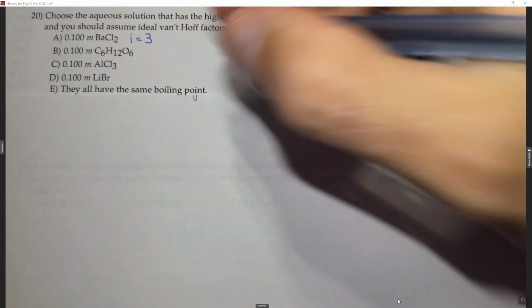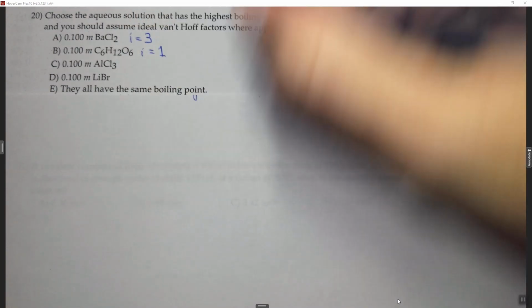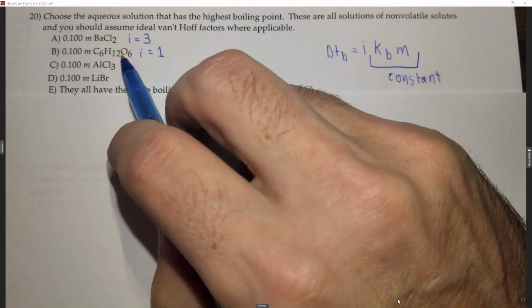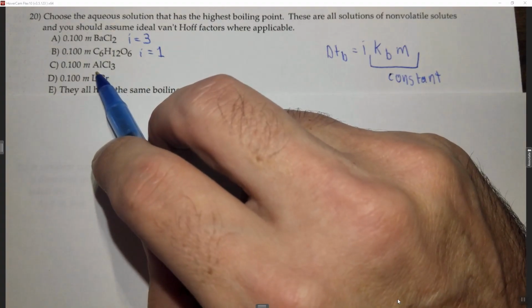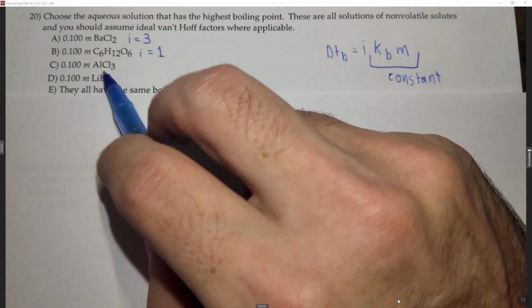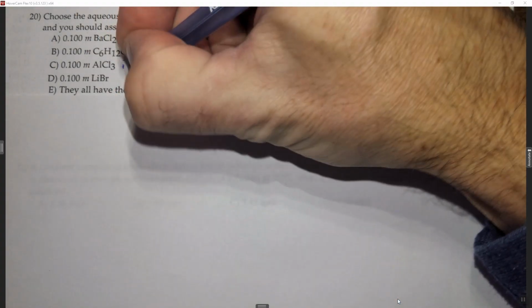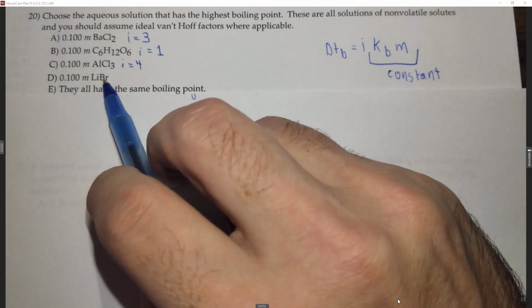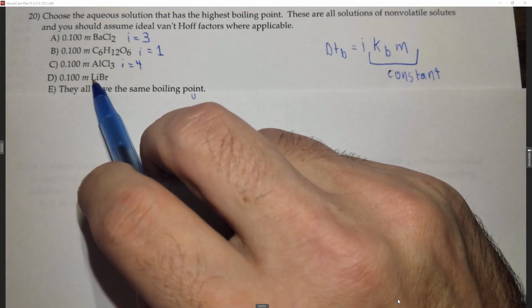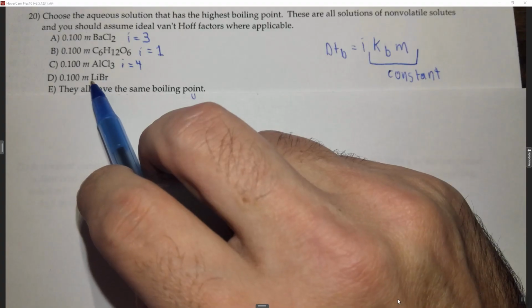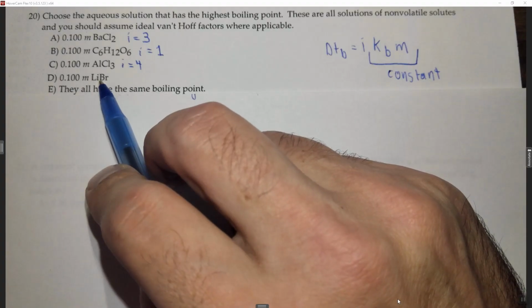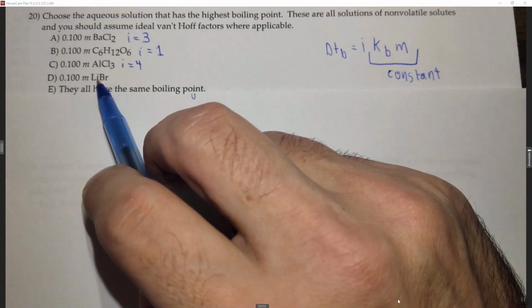C6H12O6 was in the previous question. It's covalent. It does not contain a metal, so the Van Hoff factor is 1. Another way of saying that is this is a non-electrolyte. AlCl3 was also in the previous question, and we found that it breaks up into Al3+ and 3Cl-. So I is equal to 4, and LiBr is an ionic compound again, and it breaks up into Li+ and Br-. We didn't find that before, but that's what it will do.